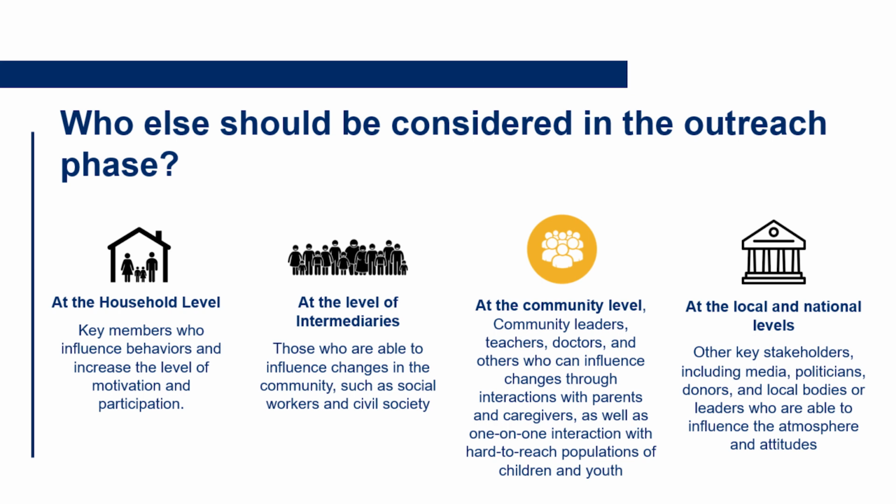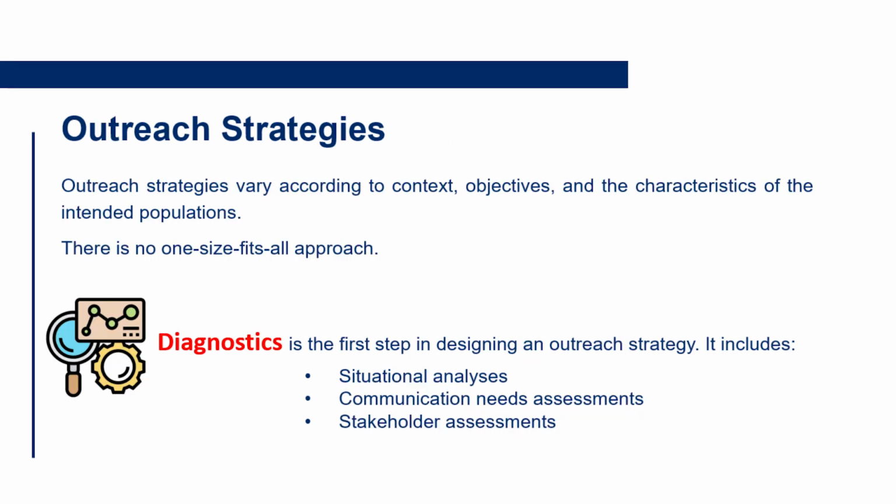Further, at the level of intermediaries, those who are able to influence changes in the community and who then do outreach to the intended population, such as social workers and civil society. And lastly, at the local and national levels, these are the key stakeholders, including media, politicians, donors, and local bodies or leaders who are able to influence the atmosphere and attitudes, generating relevant knowledge about the intended population and available programs and services. Now, coming to the outreach strategies.